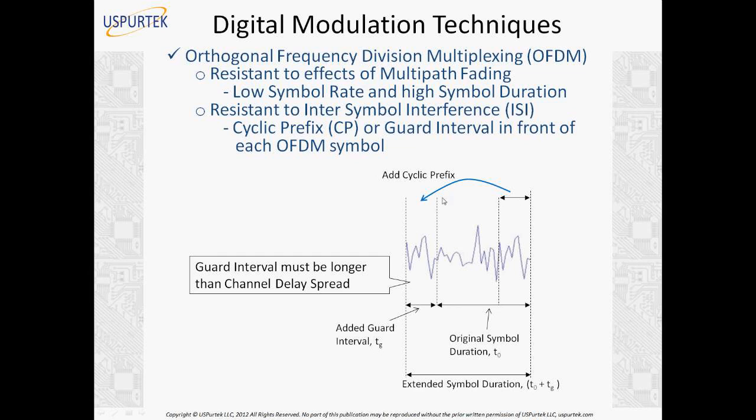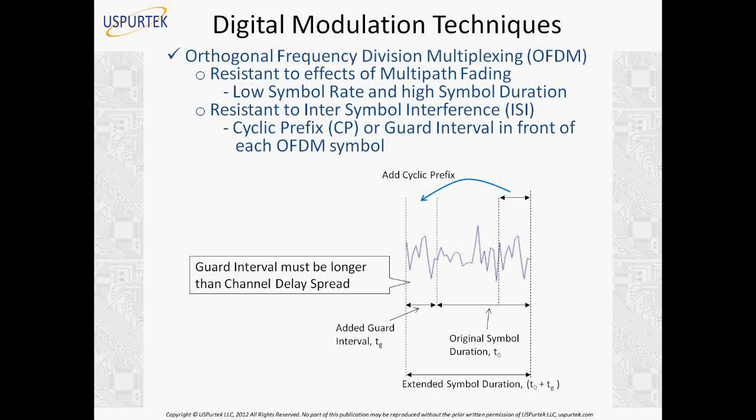You have multiple signals coming, multiple copies of the signal. There is a line of sight signal, there is a signal reflected from a hilltop, a signal reflected from a building. So the time difference between the earliest copy of the signal and the latest copy of the signal, like the earliest copy could be a line of sight signal and the latest copy could be reflected from some hilltop, that is called the channel delay spread.